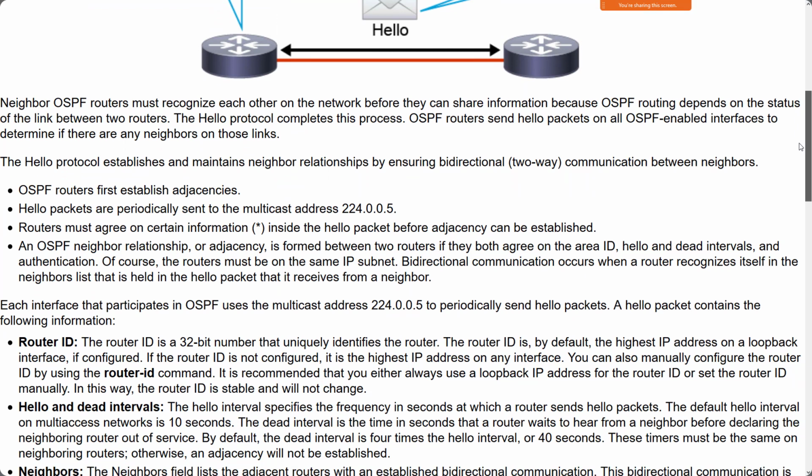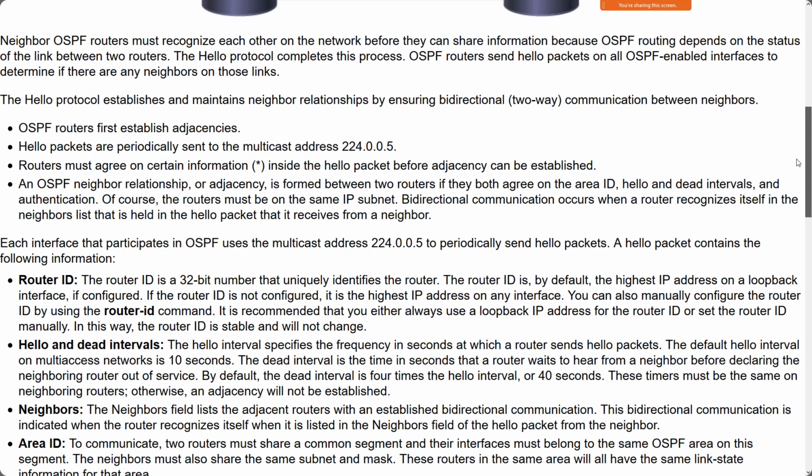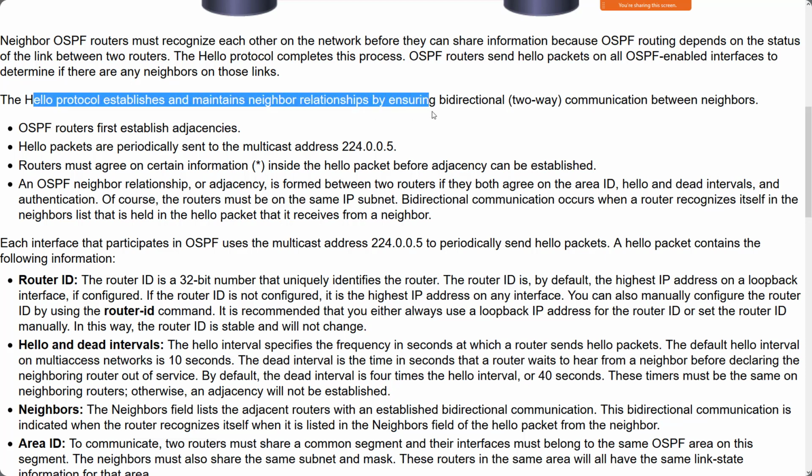So routers have to agree on certain information in order to establish an adjacency. The hello protocol establishes and maintains neighbor relationships by ensuring bidirectional communication between neighbors, meaning that the neighbors share common values that allow them to become neighbors, and those common values we've already identified. An OSPF neighbor relationship is formed between two routers if they agree on the area ID, the hello and dead intervals, and authentication. So that must be what they're referencing in the red boxes. But the stub area flag would have to be one of those as well. There's no doubt about that. They probably just forgot to put a red box around the stub area flag.